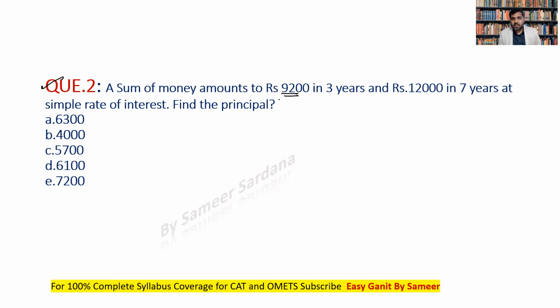A sum of money amounts to 9,200 in 3 years and 12,000 in 7 years at a simple rate of interest. So guys, I'm investing some money. Let's say that money is P. Now this money becomes 9,200 in 3 years, right? And this money is becoming 12,000 in 7 years, right?